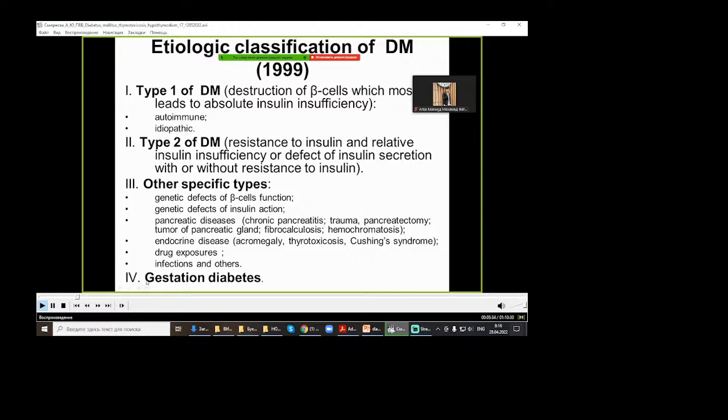Classification of diabetes mellitus. Diabetes mellitus is classified into four main groups. Type 1 of diabetes mellitus is characterized by absolute insulin insufficiency due to destruction of beta cells. It may be autoimmune and idiopathic, when we don't know the etiology. The next, type 2 of diabetes mellitus. This type is characterized by relative insulin insufficiency.